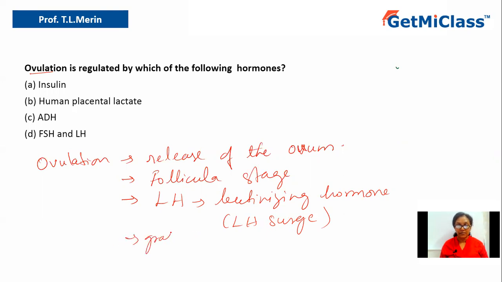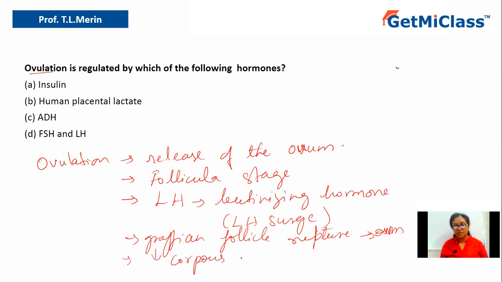So the Graafian follicle will rupture and release what? It releases the ovum. And once it releases the ovum, the Graafian follicle will get converted into something called the corpus luteum. This corpus luteum will further secrete progesterone, which will help in the building up of the endometrium.